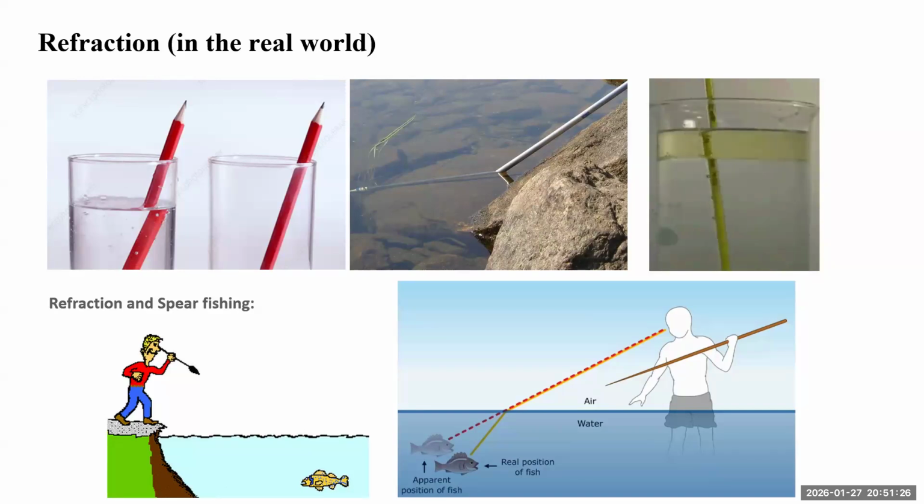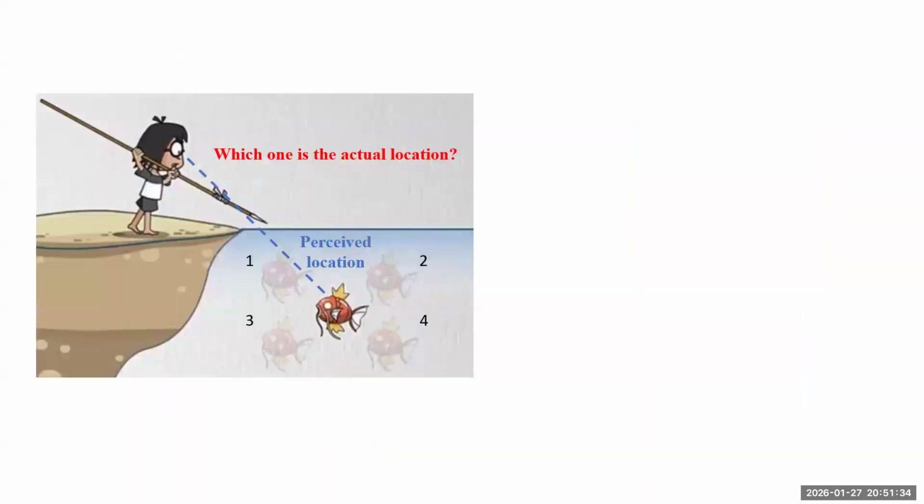In this class, I'm going to mainly introduce light reflection and refraction. Okay, first, let's guess. According to the perceived location, which one is the actual location of the fish? 1, 2, 3, 4, or the original location?